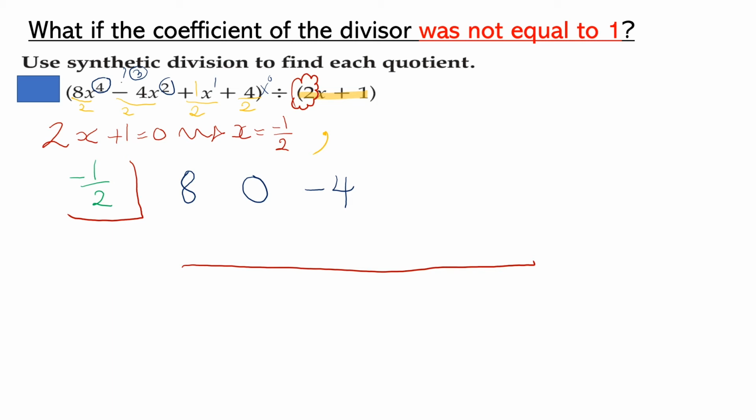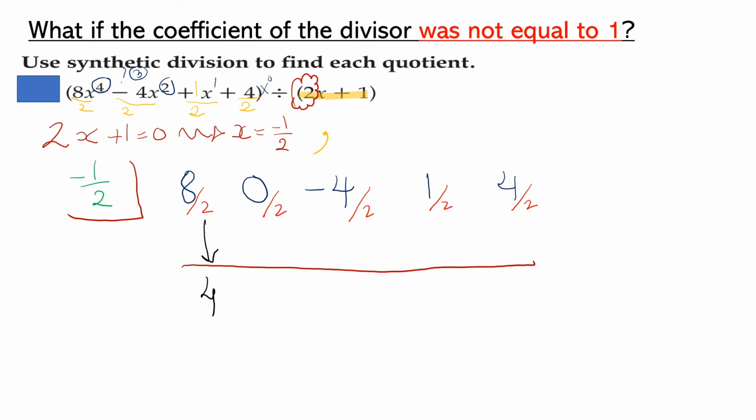and don't forget that after putting this, you have to put the division of 2. Don't forget this step. Then what we need to do is follow the same steps as previously. Take the first coefficient down. So 8 divided by 2 is 4.